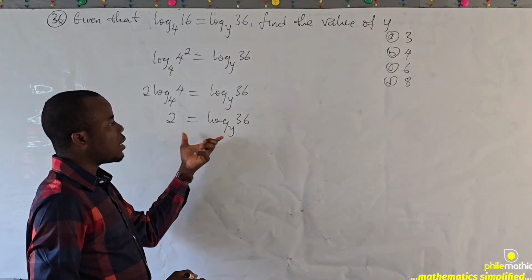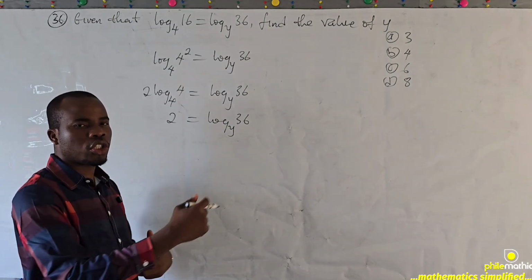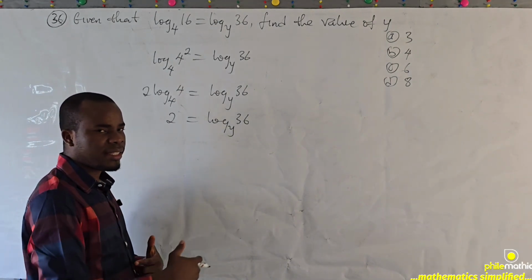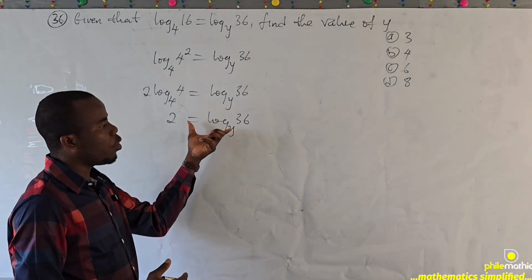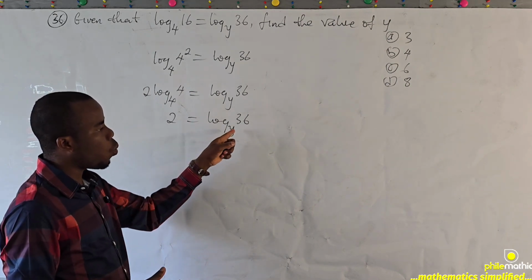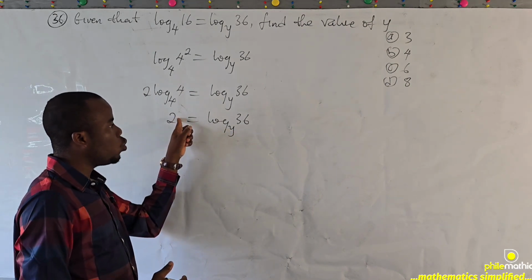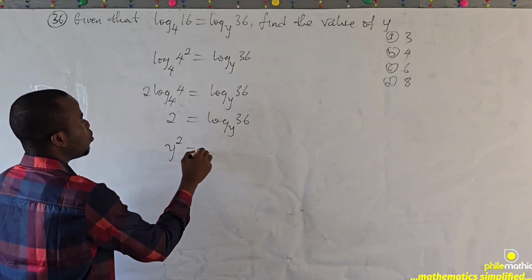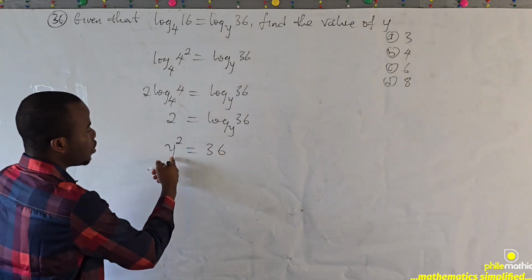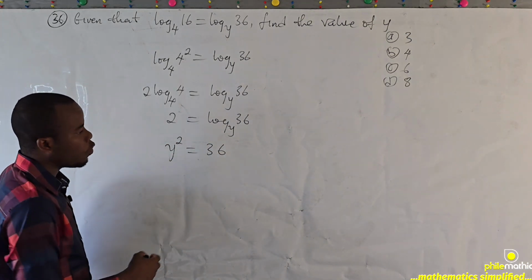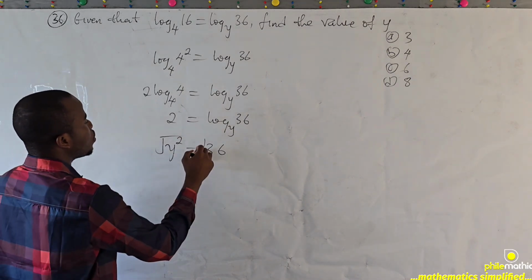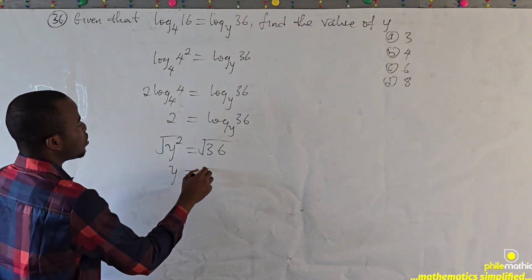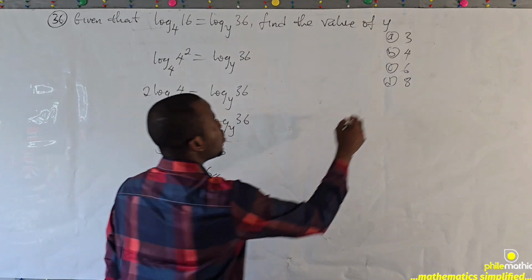Now, at this point, we use the relationship between logarithm and indices. For us to move from logarithm to indices, this will simply be y to power 2 equals 36. So y to power 2 must equal 36. And to find what y is, take square root of both sides, so that y is 6, which is c.